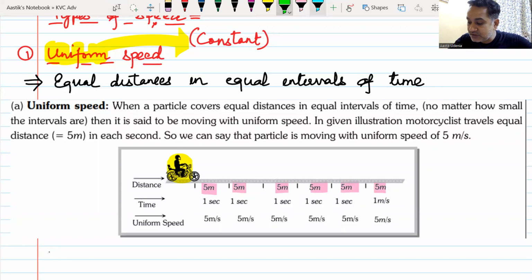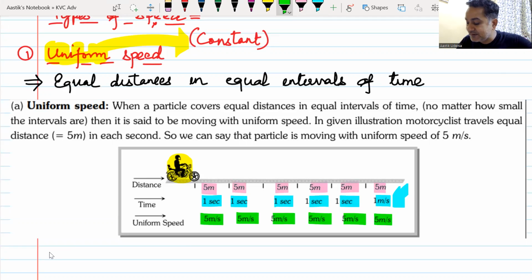You look at the time slot. In every 1 second, it is covering 5 meters. 5 meters. This is not meter per second, this is second. Its speed is uniform or its speed remains same or its speed remains constant. This is what we call a body moving with uniform speed or constant speed. The speed remains uniform or same or constant with time. You can also understand it as equal distances in equal intervals of time.